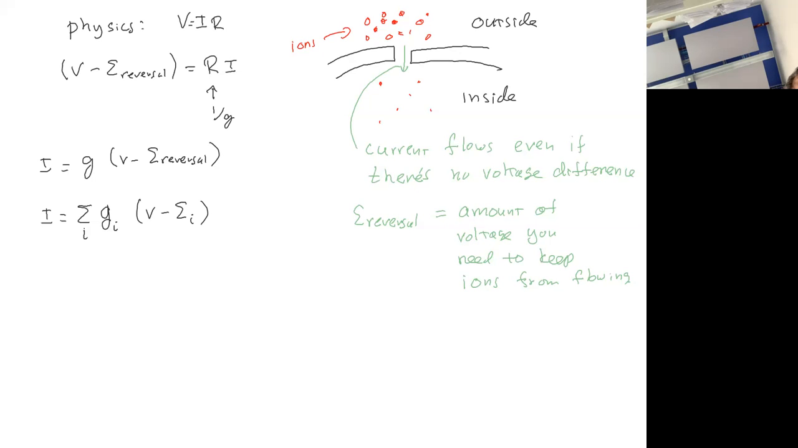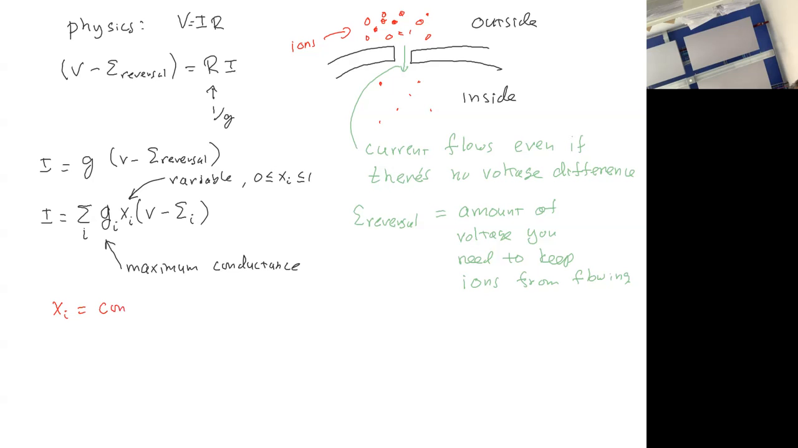And I'm going to do one more thing. I'm going to put an X_i in here. So G would be sort of the maximum conductance, and X is a variable, typically between 0 and 1. And this is where all the exciting things go on in the brain. So you can have X_i equals constant. That's called passive.